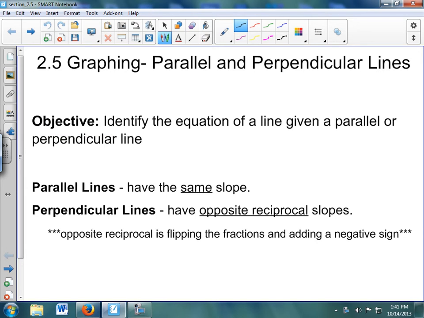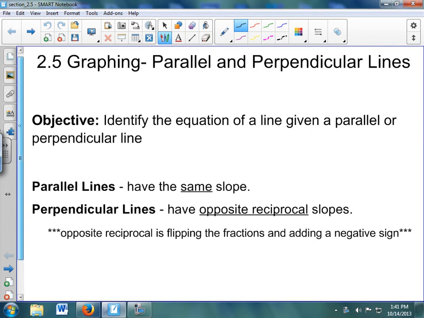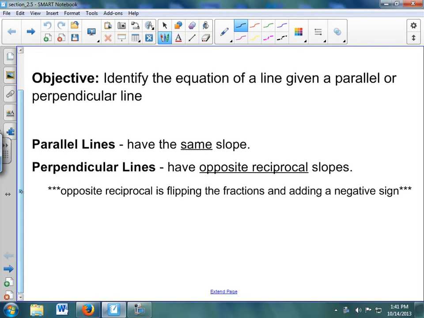Section 2.5, graphing parallel and perpendicular lines. Okay? Parallel lines have the same slope. We should all remember that from geometry. Perpendicular lines have the opposite reciprocal slope. Opposite reciprocal is flipping the fraction, adding a negative sign.